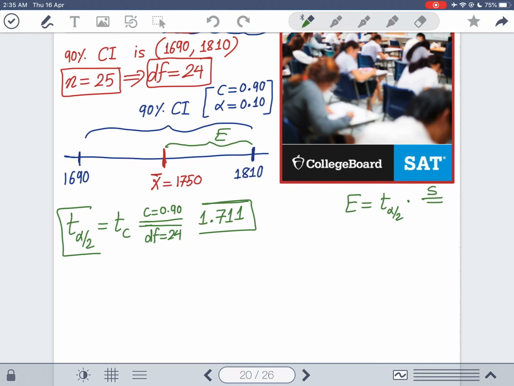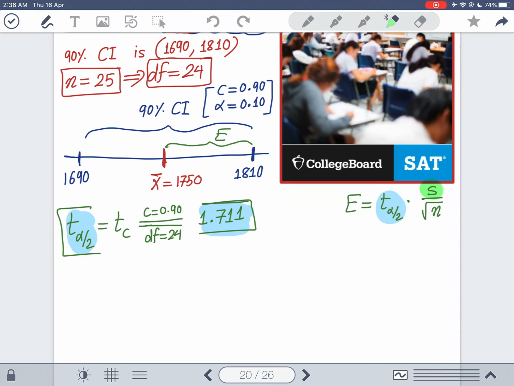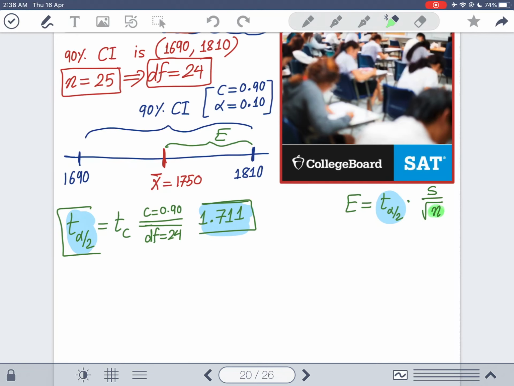Good. So now you have it, and remember the margin of error is t sub alpha over 2 times S over radical N. Almost everything we know here. T sub alpha over 2, we just computed it. Nice. What else? The sample size, let's do it in green. The sample size is N, and we know it. It's 25.